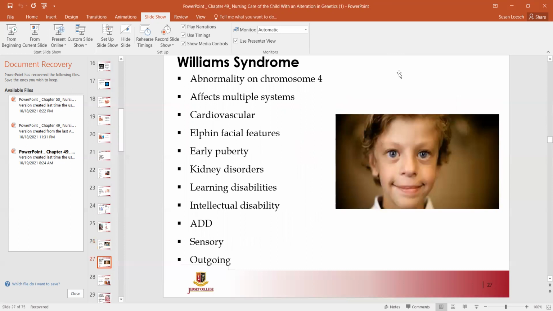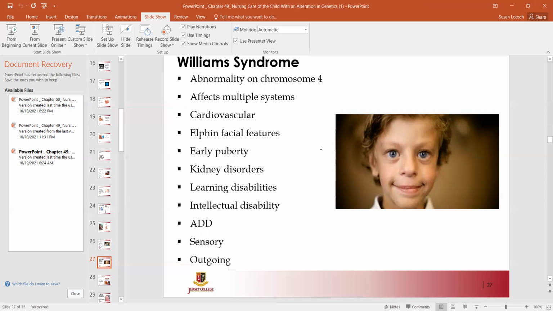Williams syndrome, this abnormality is on chromosome 7. It's going to affect multiple systems, including the cardiovascular system. They'll have elfin-like facial features. So this means they'll have a broad forehead, flat nasal bridge, short nose, broad tip, full cheeks with the wide mouth, full lips, small wide-spaced teeth with some abnormalities, hypercalcemia in the early pubertal stages.